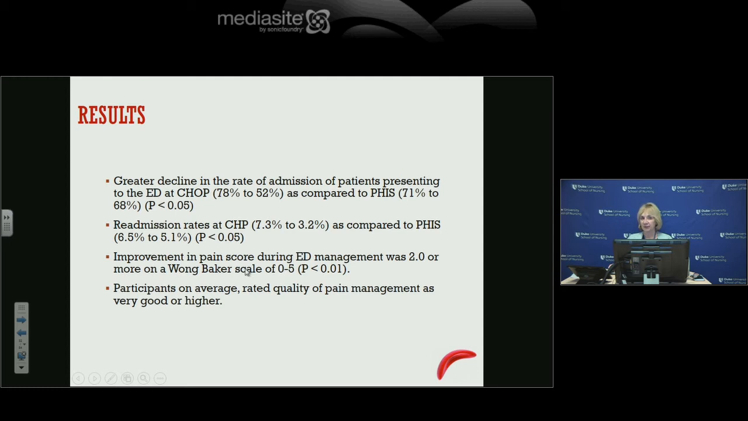They also looked at improvement in pain scores during management. ED management improvement was 2 or more, and that was significant, I think, before and after. Participants on average really rated good quality of pain management as very good or higher on that protocol.